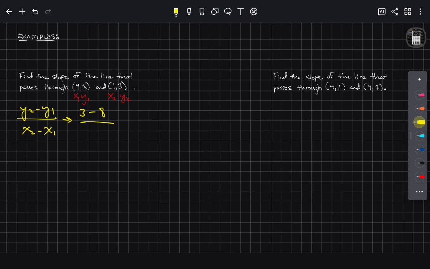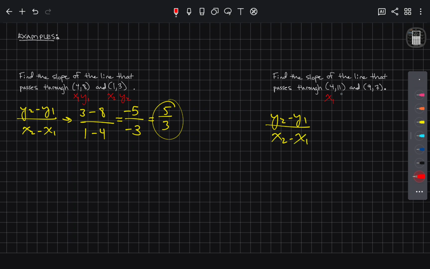So if we're ever doing something out of order, say y2 minus y1, and then x1 minus x2, it's not going to be an accurate read on what the slope actually was. So x2 is 1 and x1 is 4. 3 minus 8 is negative 5. 1 minus 4 is negative 3. Now, we know that anytime you have a negative in the numerator and a negative in the denominator, it's going to be the same thing as 5/3. So the slope for these 2 points would be up 5 over 3. Up 5, right 3.